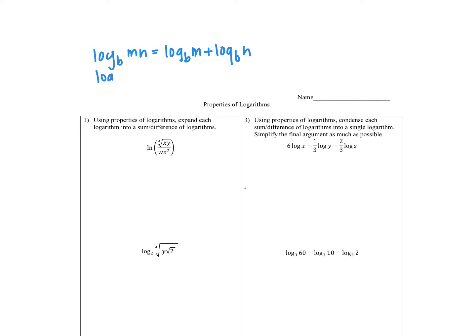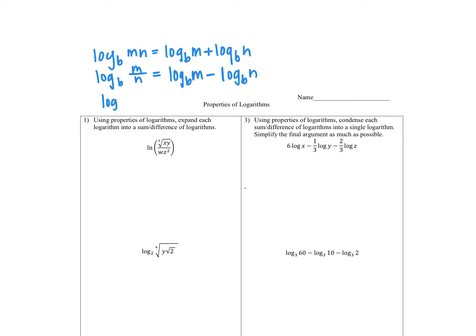And then there is the quotient one, which is like if you have a log of a division, that would be log base b of m minus log base b of n. And really they're just following some familiar exponent rules.